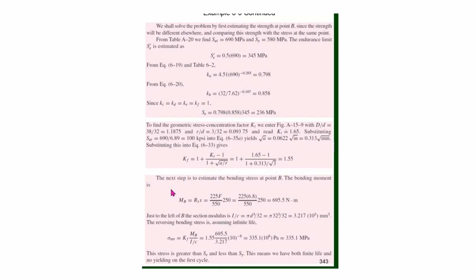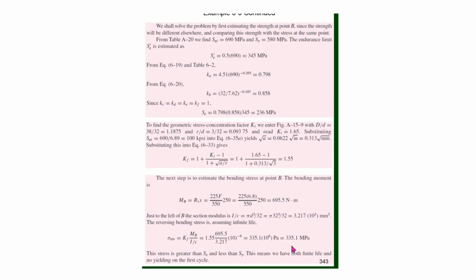The next step is to estimate the bending stress at point B, and so we can do that by computing our moment at point B, which turns out to be 695. And then just to the left, we have the section modulus I over c given by this expression. So the reversing bending stress is given by KF MB over I over c, and we get 335. So this 335 stress is greater than the SE from up here. So we know that the part will not have an infinite life.